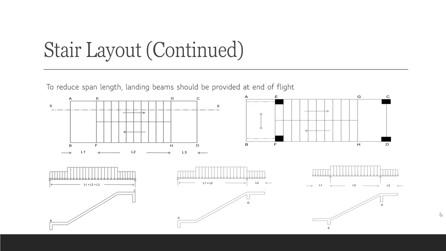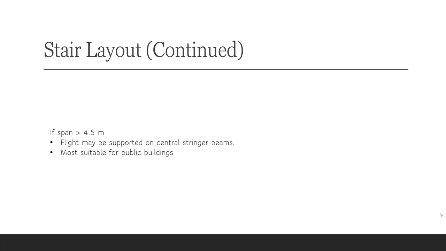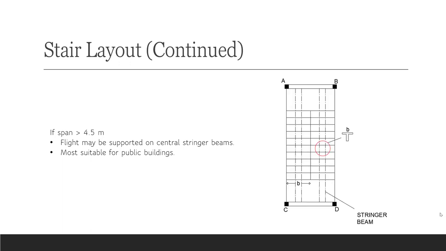When the provision of mid-landing beam, say at EF, is not possible due to non-availability of adequate headroom under the landing, then the flight may be supported on landing itself, and the landing slab is made to span transversely across AE and BF on walls, or on bracket beams taken out from the columns E and F. If span of stair is greater than 4.5 meters, then the flight may be supported on central stringer beam spanning across AB and CD, and steps of the stair flight cantilevering out from the stringer beam on both sides. This arrangement is excellent for public buildings.